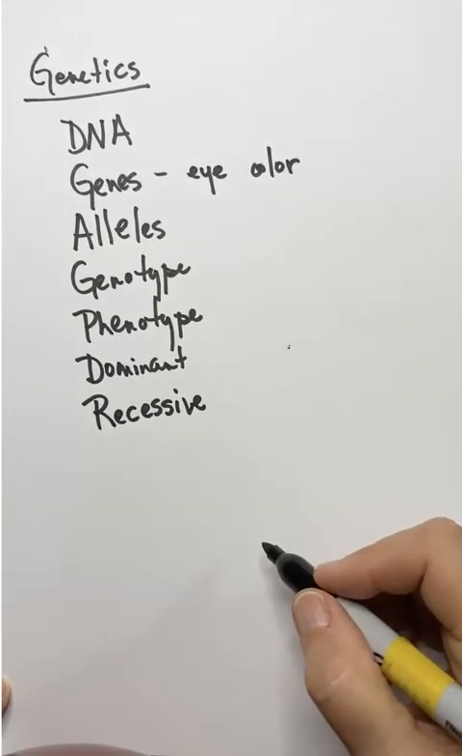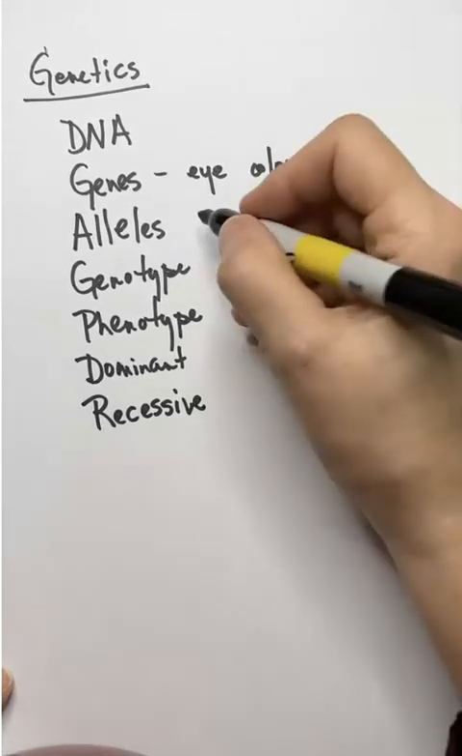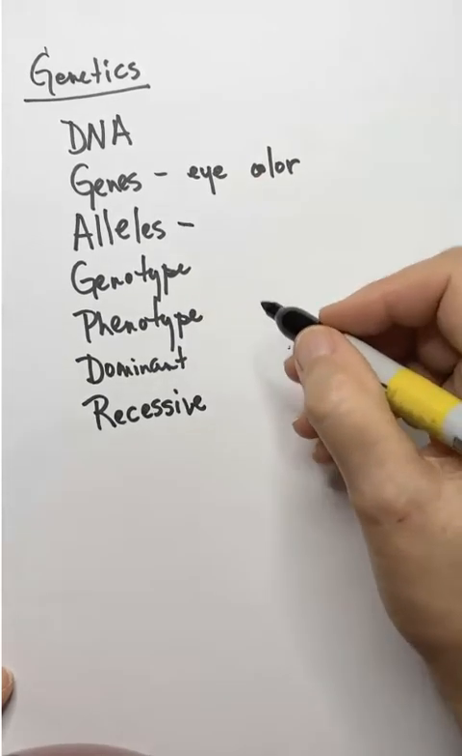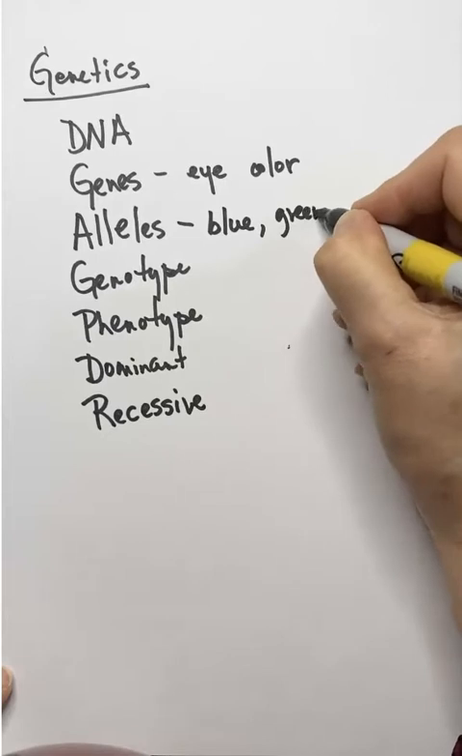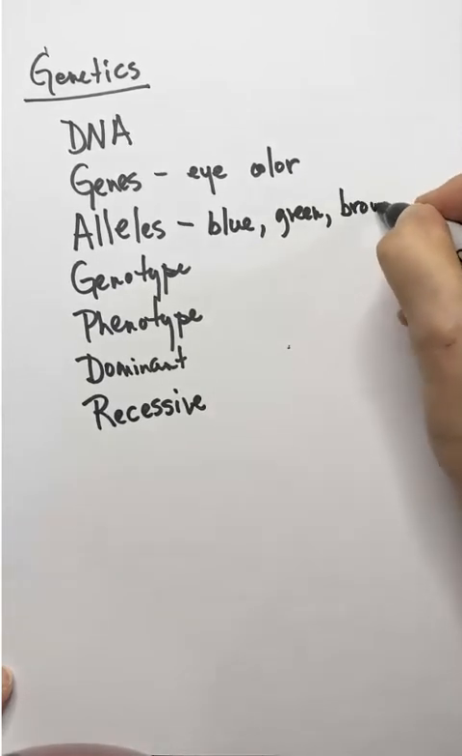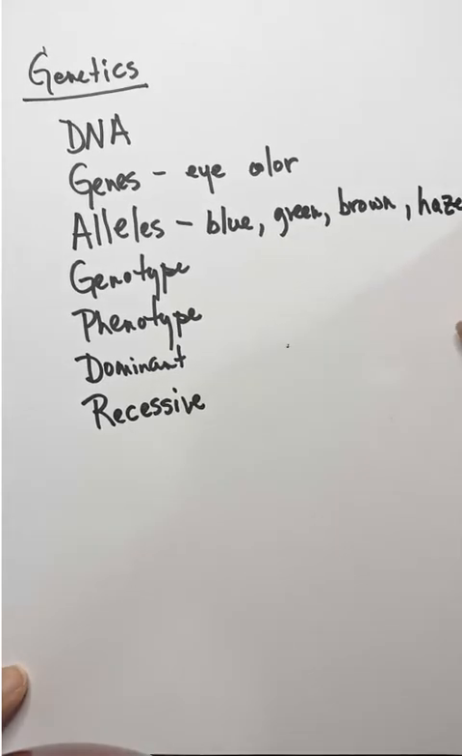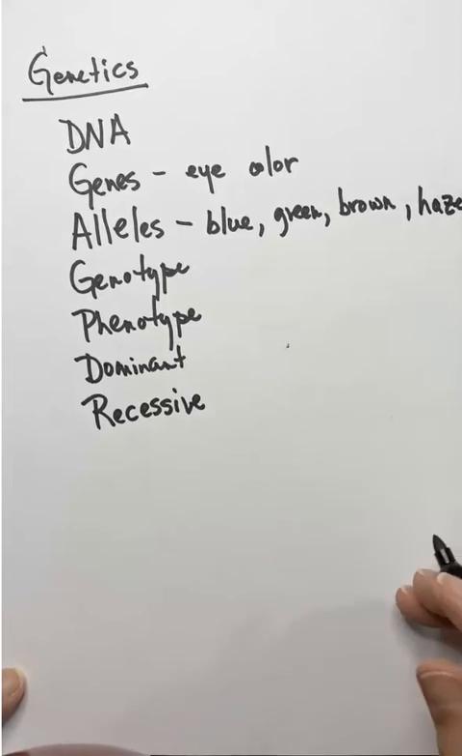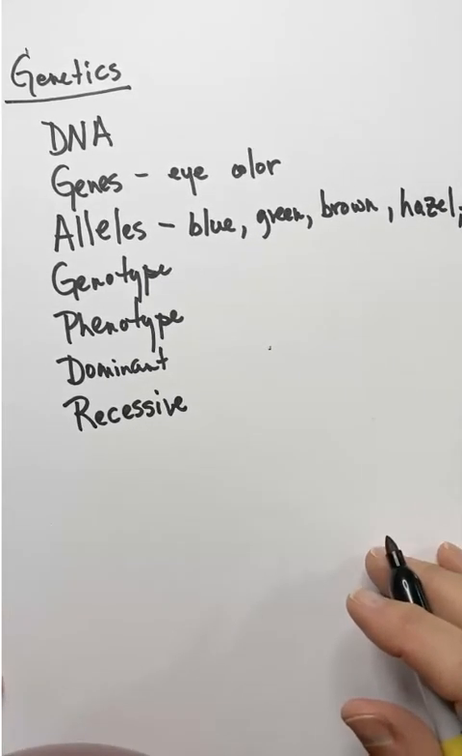There are different versions of this gene, though, and these are called alleles. So you can have eye color genes that are blue eye color genes, or green eye color genes, or brown eye color genes, hazel, etc. So alleles are the different versions of genes.